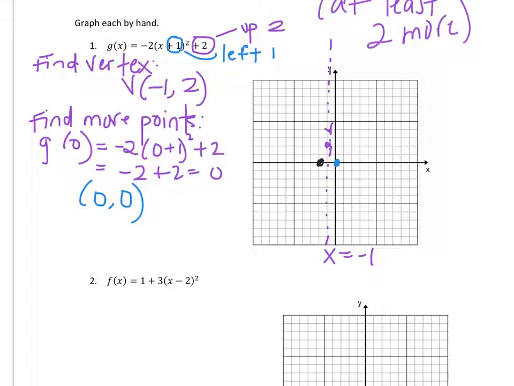So what I'm also going to do to kind of prove this to you is find algebraically what g of negative 2 would come out to be, just so I can show you how it works out.